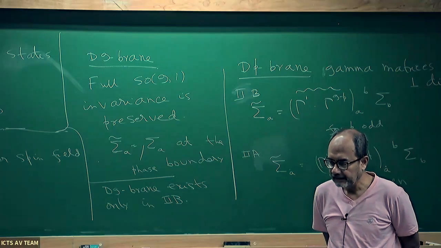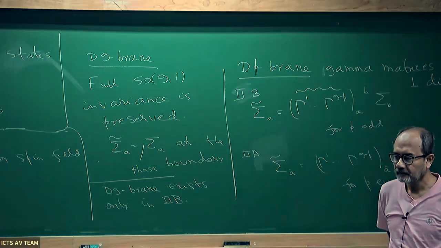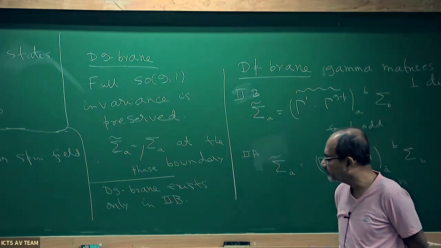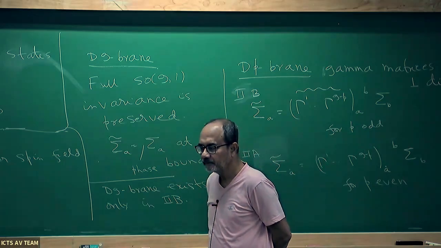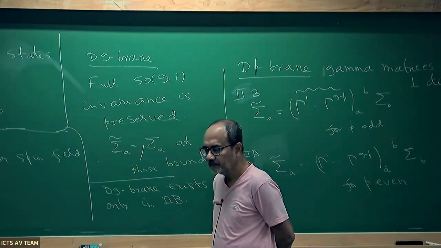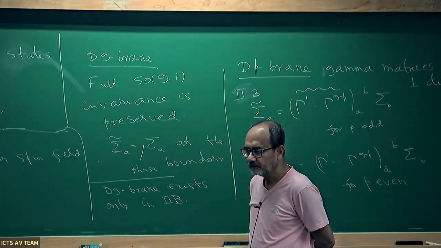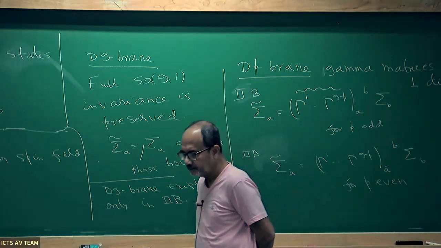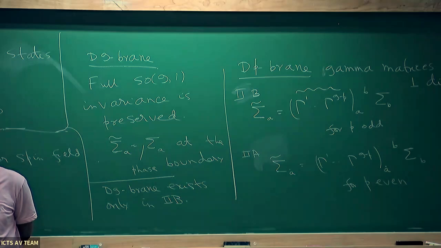Exactly. Can we go back to the (9,1)? Yes. There, the statement was that these two have to be equal because of SO(9,1) Lorentz invariance. A spinor is an object that transforms under Lorentz transformation as the commutator of gamma mu, gamma nu. Exactly. Then what is the statement?